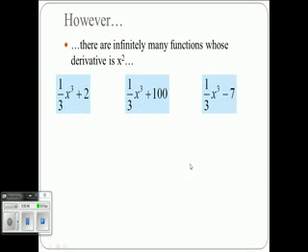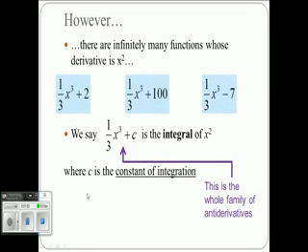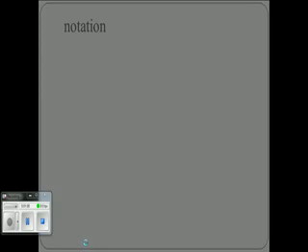Now, the problem is that with the antiderivative, there are infinitely many functions whose derivative is x squared. 1/3 x cubed plus 2, the derivative is x squared. 1/3 x cubed plus 100, the derivative is x squared. 1/3 x cubed minus 7, the derivative is x squared. So what we do is we call that 1/3 x cubed plus c, and we call that c the constant of integration. And then that 1/3 x cubed plus c represents the whole family of antiderivatives.